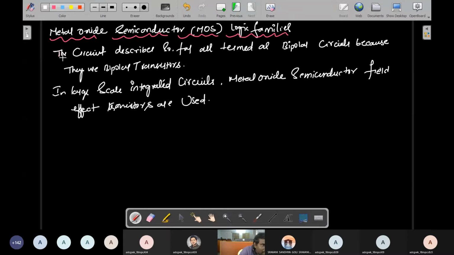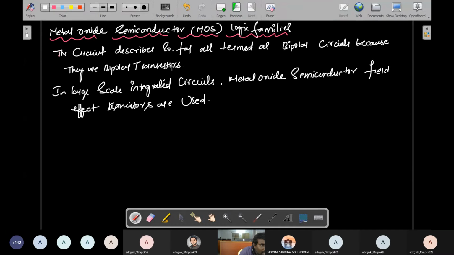Maximum circuits described use only bipolar combinations, meaning ordinary transistors. So DTL, RTL, TTL and ECL, emitter coupled logic family, are all examples of circuits using bipolar transistors.